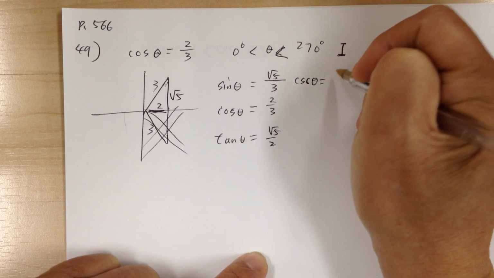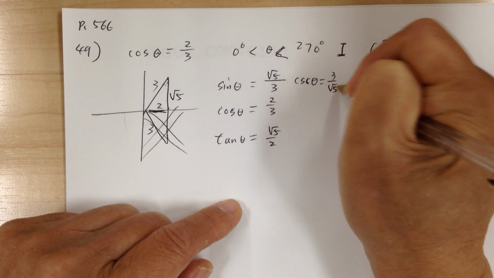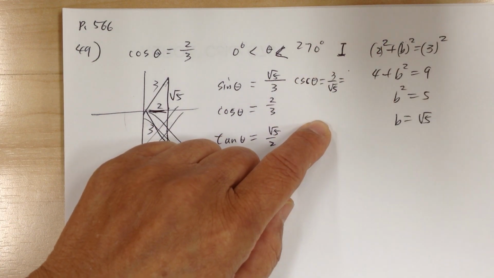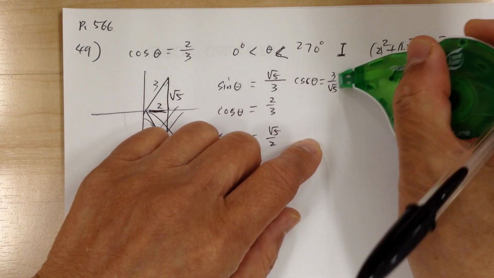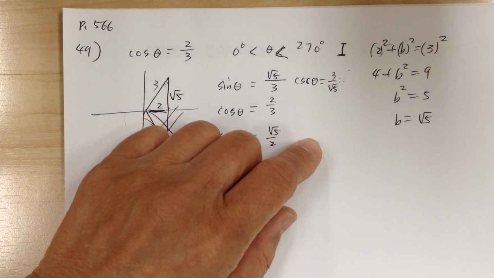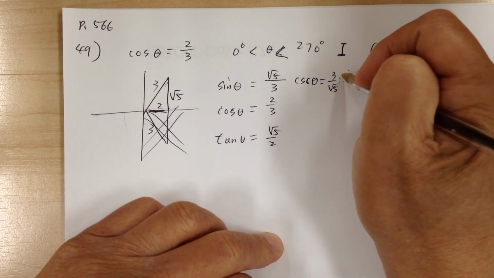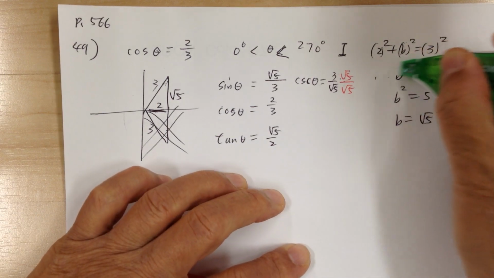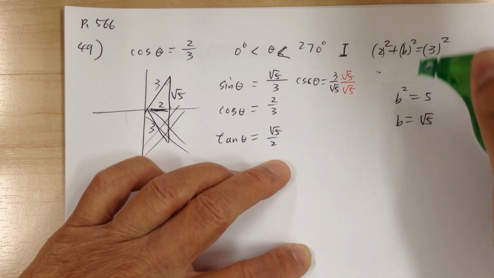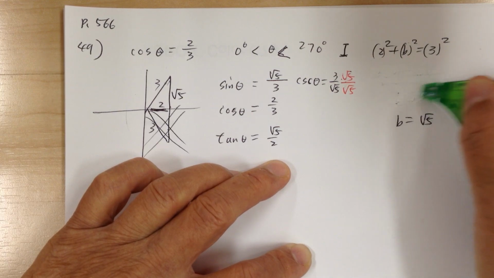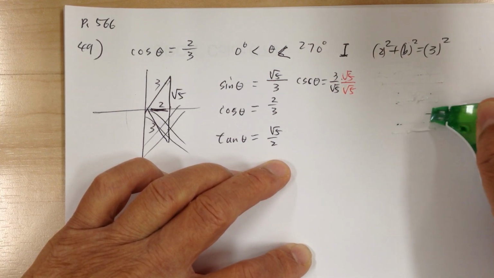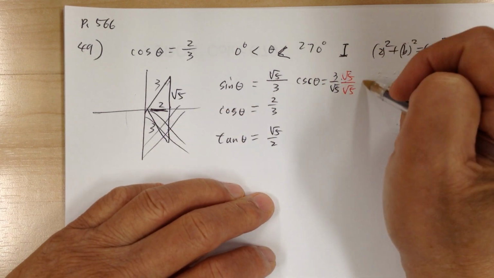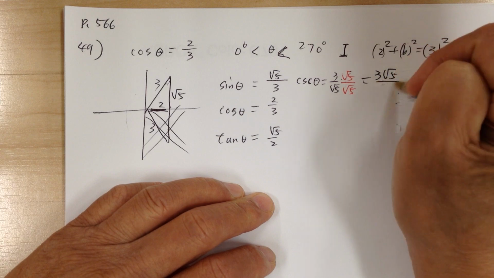Okay, so you flip it over, so it would be 3 over square root of 5. Then you have to multiply by square root of 5 over square root of 5. So this is what you need to do to simplify that. Okay, I'm going to erase this, get this out of the way. So this will equal 3 square root of 5 over 5.